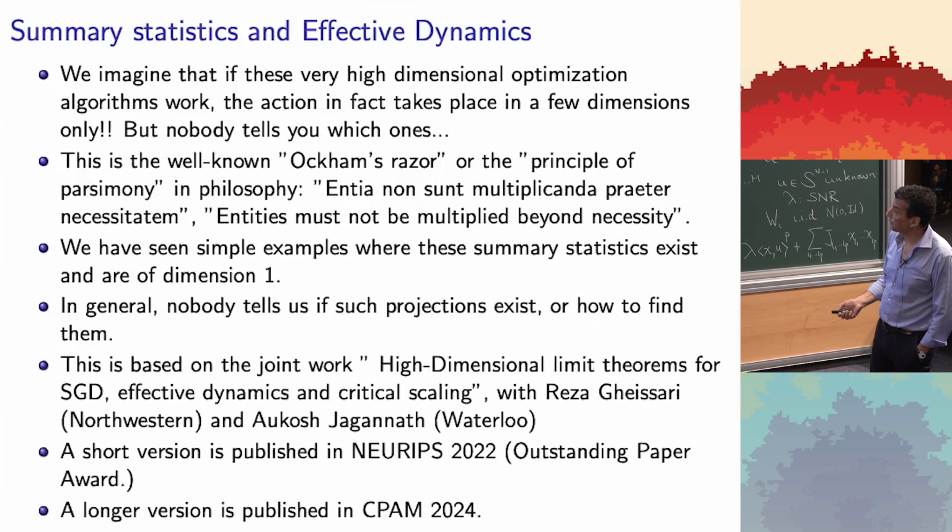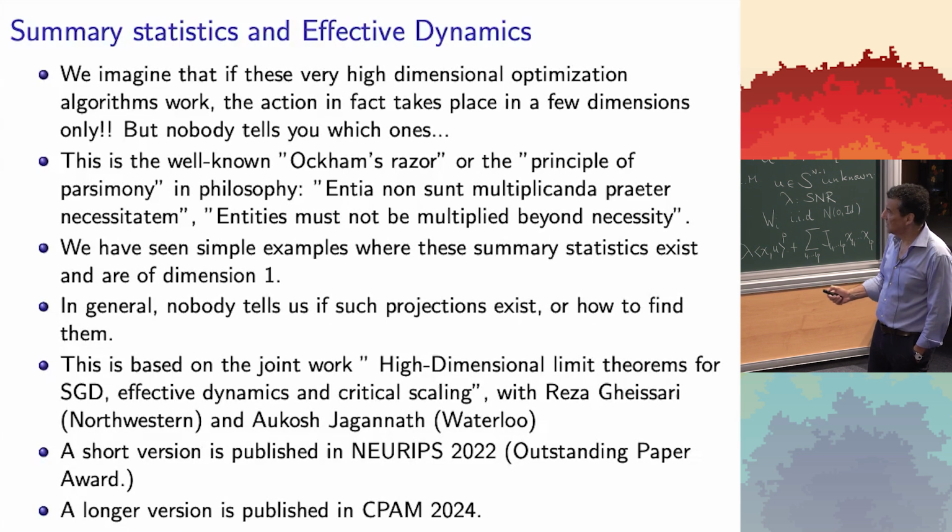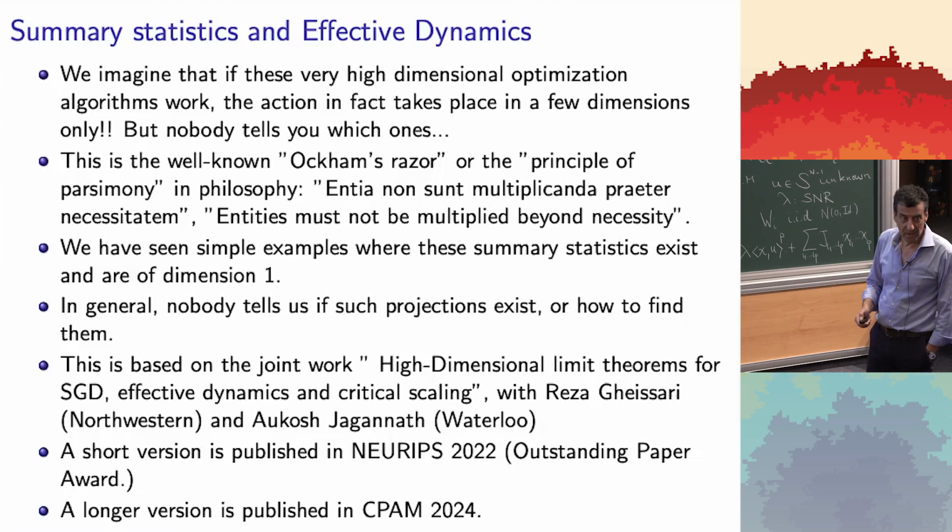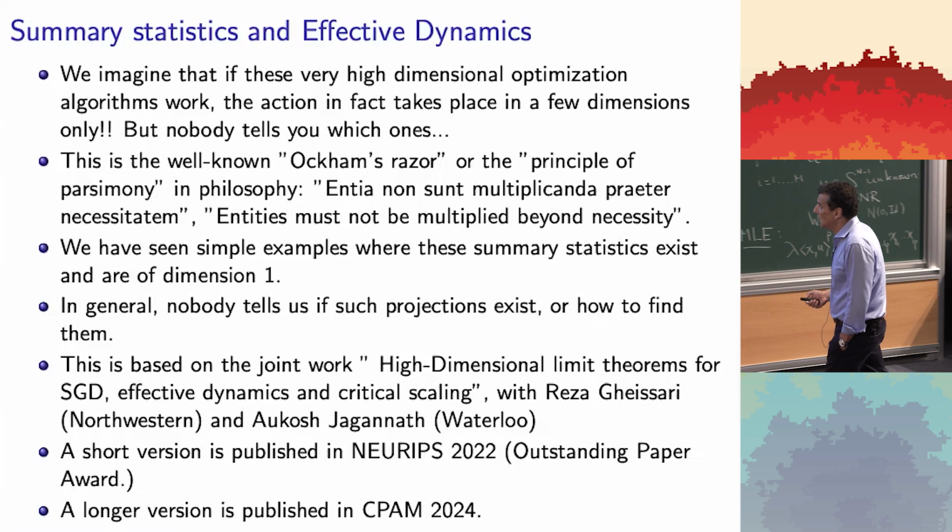Okay, so this is joint work with Reza Gheissari and Aukosh Jagannath, called high-dimensional limit theorems, and so on. You have a short version in the machine learning venue, NeurIPS, and you have a long version in the pure and applied math journal, Communications on Pure and Applied Mathematics, the Courant journal.